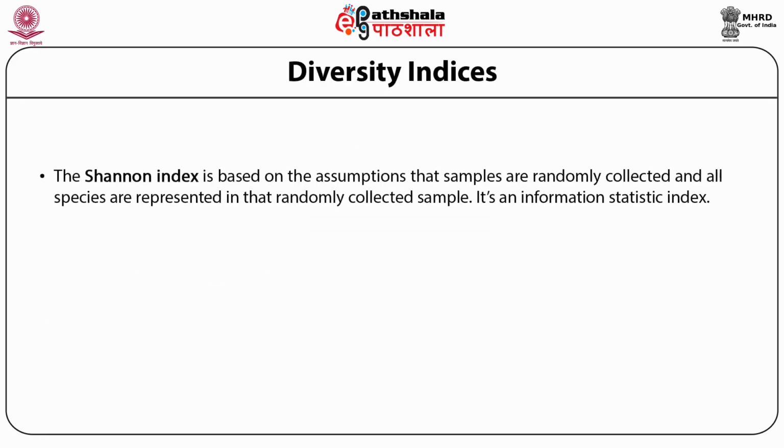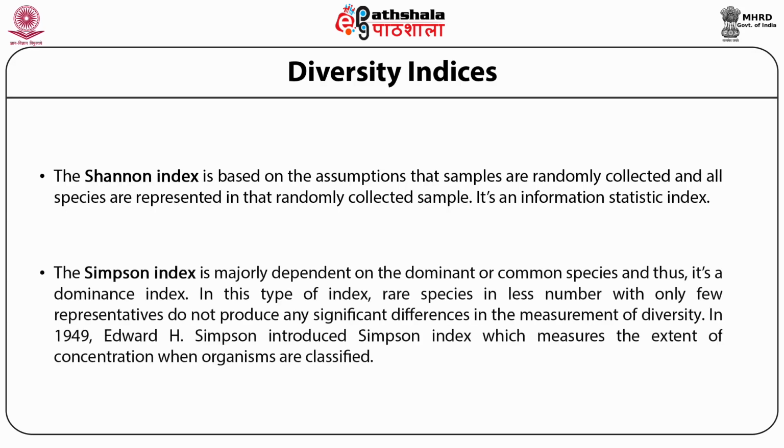The Shannon index is based on the assumptions that the samples are randomly collected and all species are represented in that randomly collected sample. It's an information statistic index. The Simpson index is majorly dependent on the dominant or common species, and thus it's a dominance index. In this type of index, rare species in small numbers with only a few representatives do not produce any significant differences in the measurement of diversity.